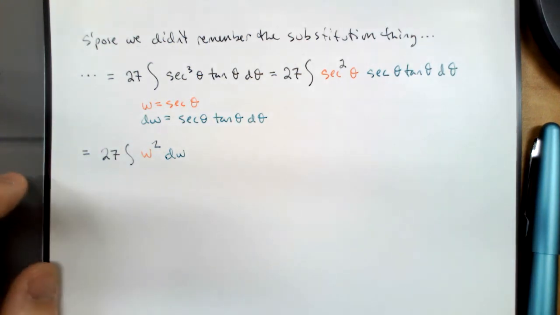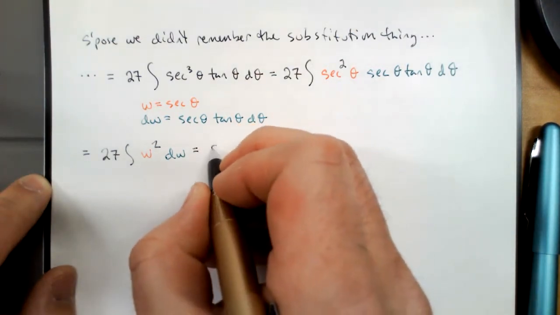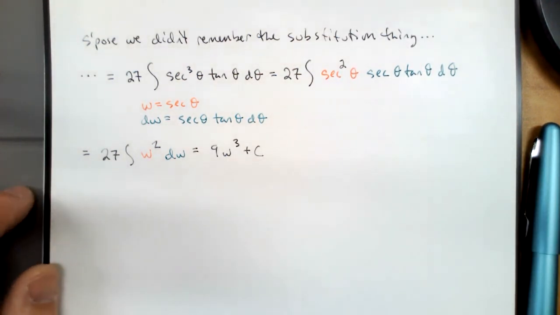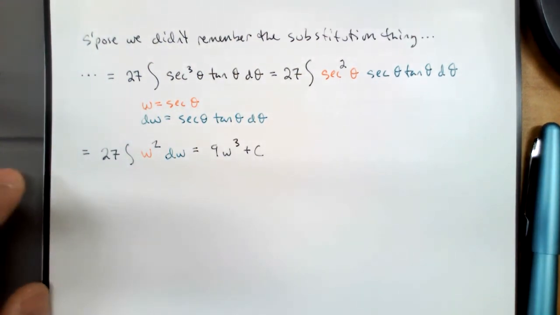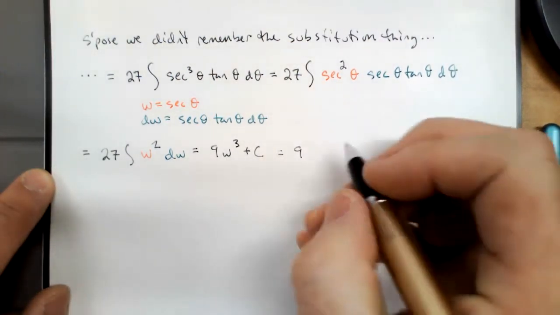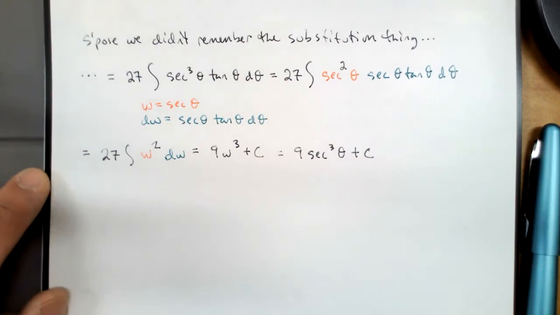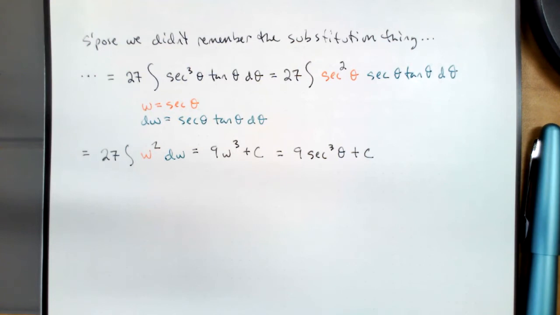So the integral is going to be 1/3 w to the third, so 9 w to the third plus c. Then we have to replace our w with secant. So it's 9 secant to the third. And of course, at this point, we're not done because we're still looking at a theta antiderivative, and that's got to get turned back into an x antiderivative.